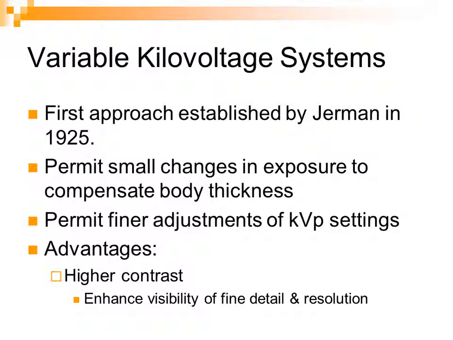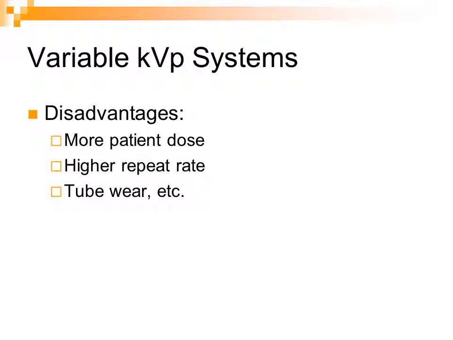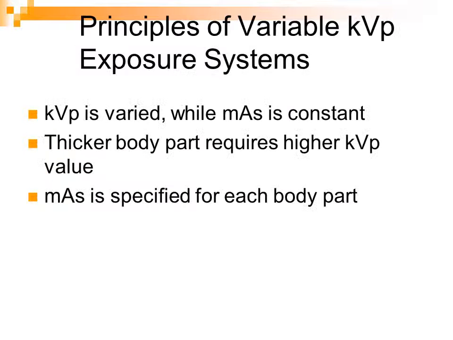It's not as often adopted into facilities. Variable kilovoltage systems. The first approach was established by Germain in 1925. They permit small changes in exposure to compensate for body thickness, and permit finer adjustments of kVp settings. Advantages: higher contrast, enhanced visibility of fine detail and resolution. Variable kVp system disadvantages: more patient dose, higher repeat rate, tube wear, etc.